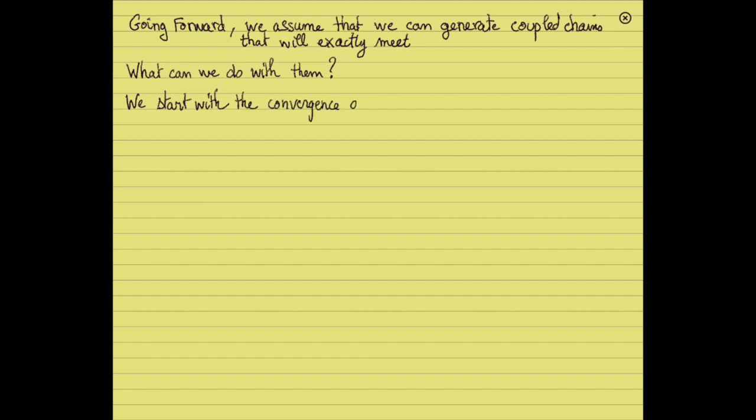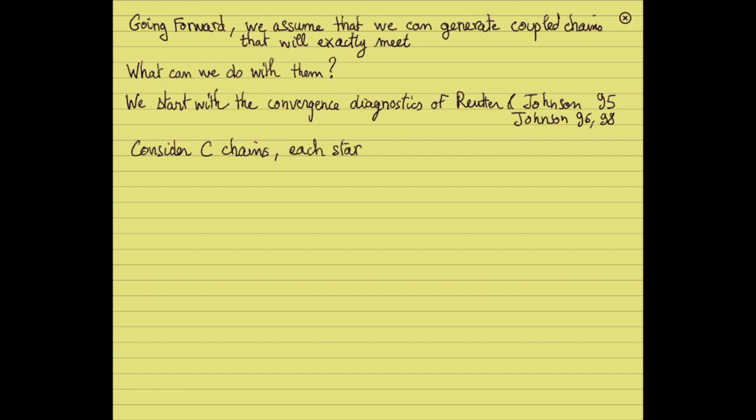And we will start with a convergence diagnostic of the chain, due to papers in the mid-90s, in particular Rosenthal and Johnson 95, Johnson 96, 98. So please have a look at the lecture notes for the exact references. And so in this method, we consider C chains, more than 2. C will be, for example, in the hundreds or thousands. Each of those chains will be started from the initial distribution pi 0 and will evolve marginally using the Markov kernel K. So individually, it's one of our chains of interest.